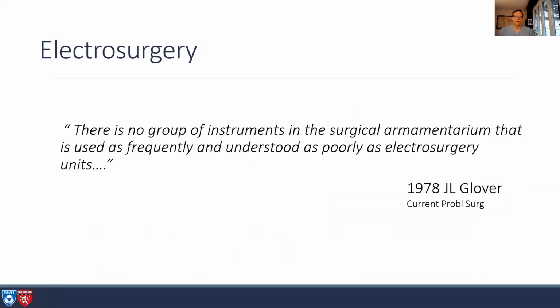There's no group of instruments in the surgical armamentarium that is used as frequently and understood as poorly as electrosurgery units. And that's a quote from J.L. Glover, who's an esteemed researcher in the field, and I believe this quote holds true today.